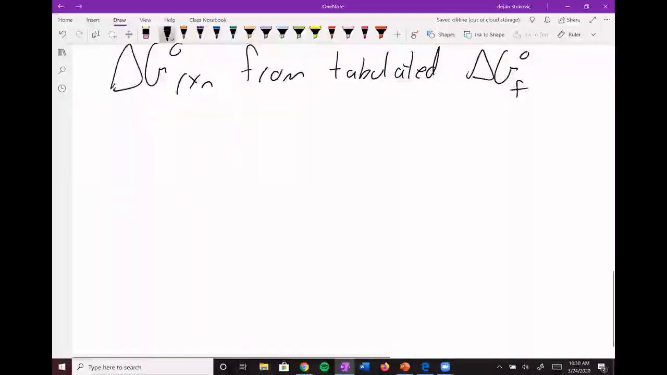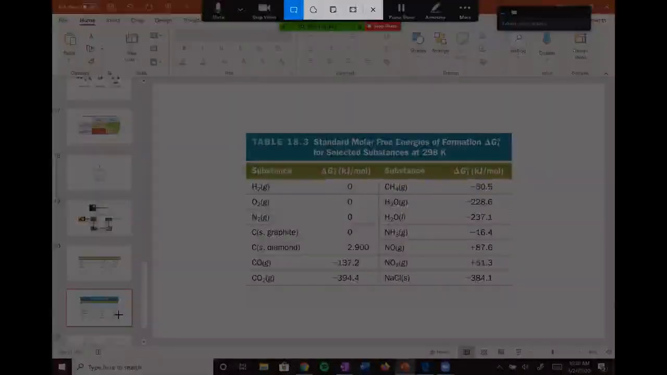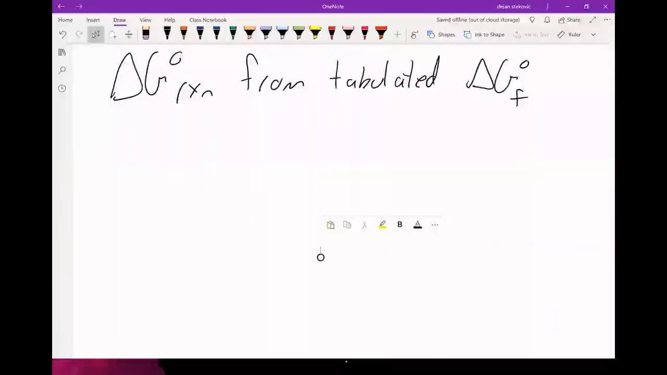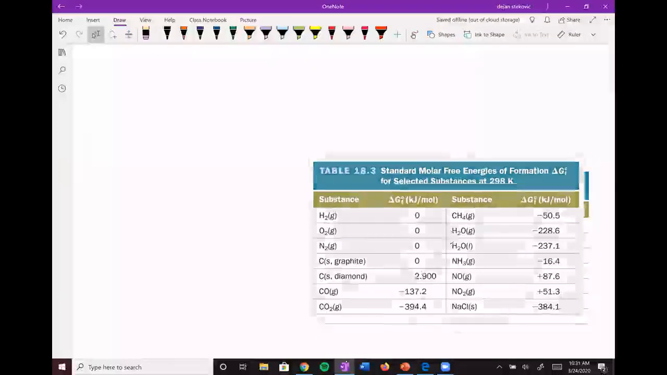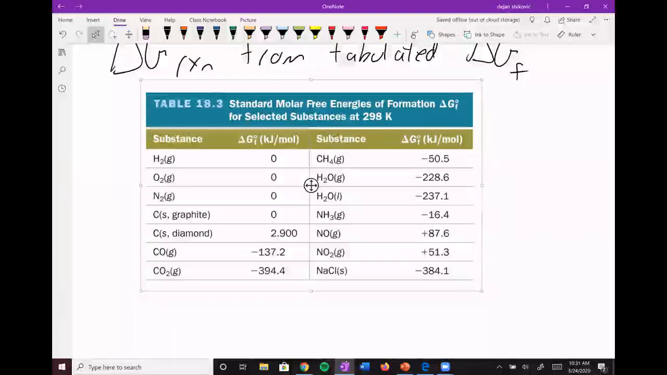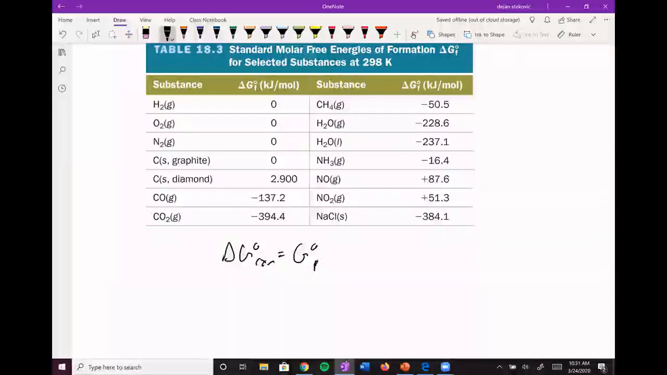And these are delta Gs of formation again, so you want to think about forming them. If it's a reactant, you're going to be destroying them, so you're going to flip the sign by multiplying by -1. So here's a tabulated data set. And then we can ask ourselves a question for a certain type of reaction. Again, this delta G of the reaction is equal to G of the products minus G of the reactants. So you're going to change the sign on the reactant.